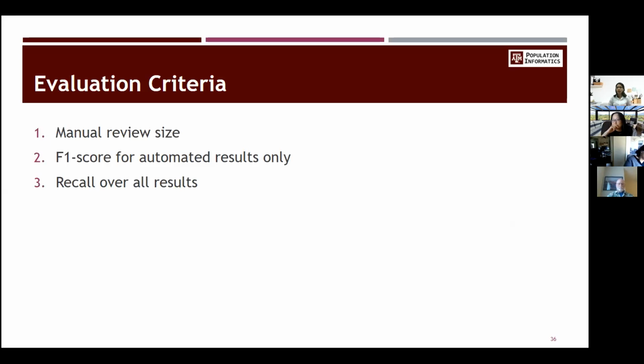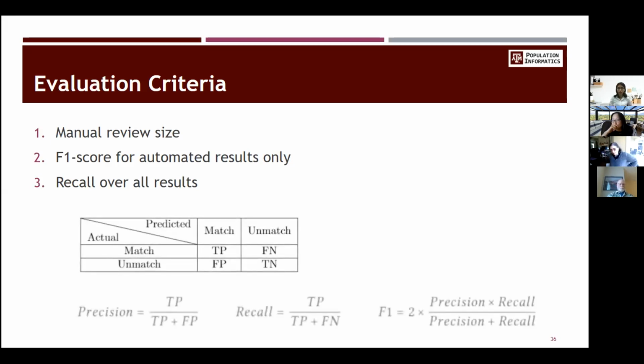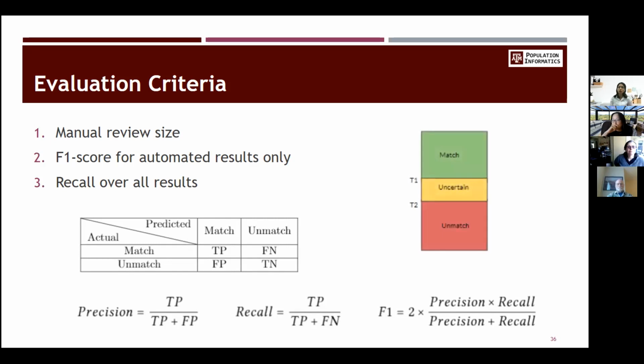For evaluating our model, we used manual review size, F1 score, and recall. If we consider this confusion matrix, we can compute the precision, recall, and F1 score with these equations. For F1 score, we only use the result from the automated part, which means we only consider the pairs in the green and red area. But for recall, we use the whole data because we want to see how many of the true positives our algorithm catches.